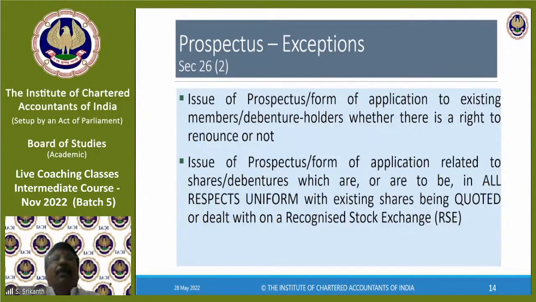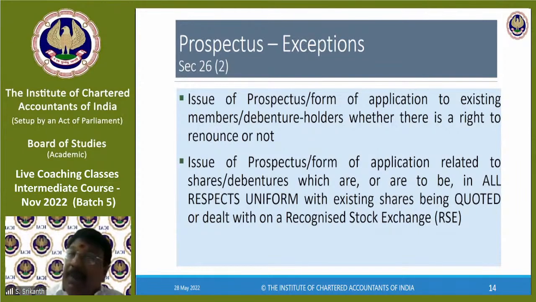Now, these are two exceptions to section 26. 26 says prospectus should follow certain norms, etc., etc. Two exceptions. Issue of prospectus form of application to existing members, whether with a right to renounce or not. In other words, when you are making a rights offer to the existing members or debenture holders, already they are members or debenture holders, to them you are giving a rights offer.